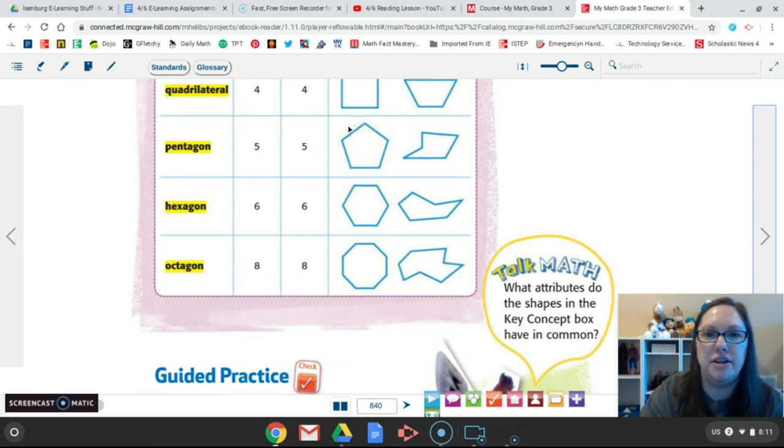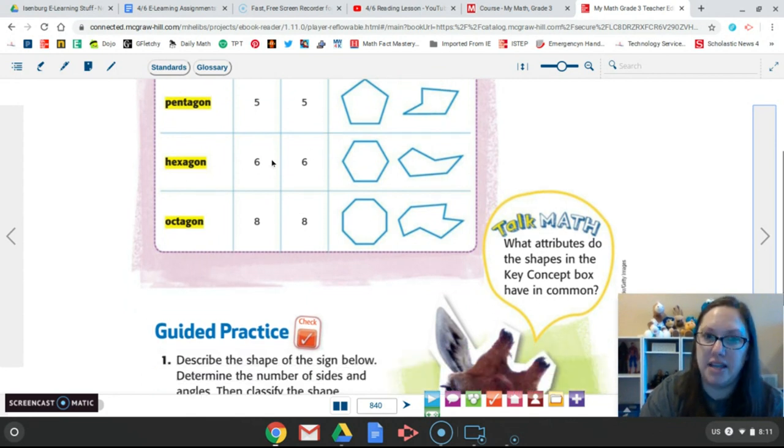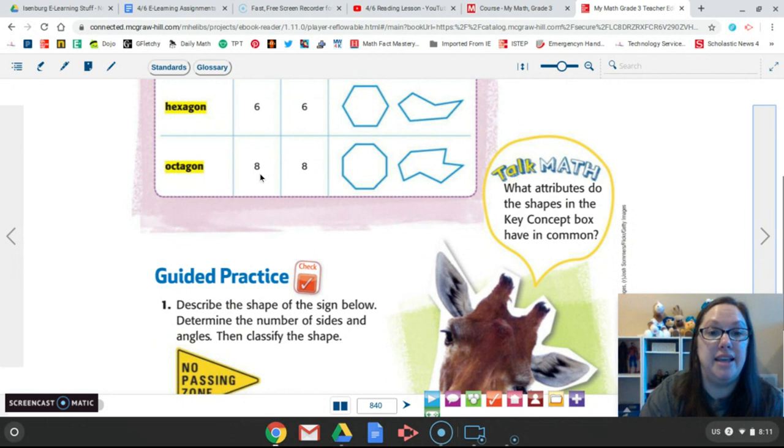If you notice, here's a regular one. This is the usual type of pentagon we see, but then we also have kind of a funky looking one, but it still has 5 sides and 5 angles, so we can still call it a pentagon. Hexagons have 6 sides, 6 angles. Here's a regular one and a funky looking one. And then an octagon has 8 sides, 8 angles. And here are some examples.